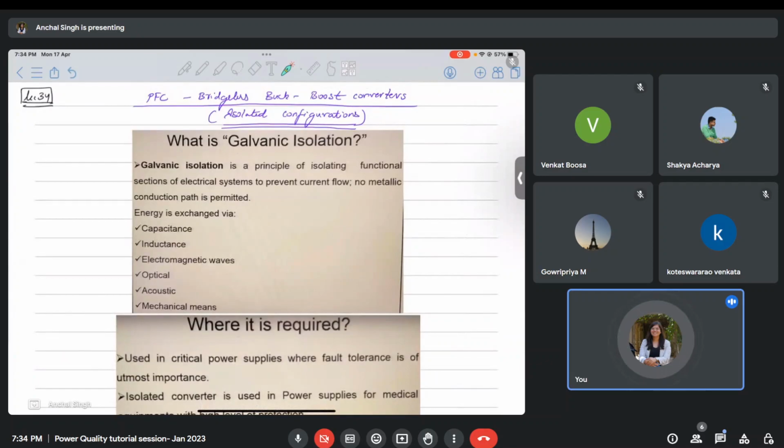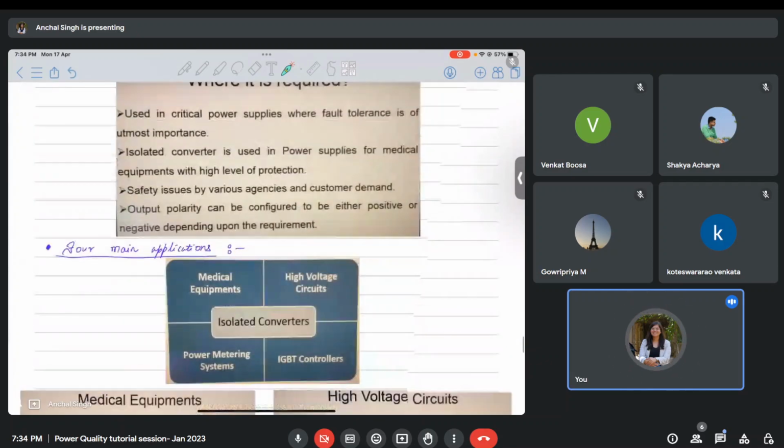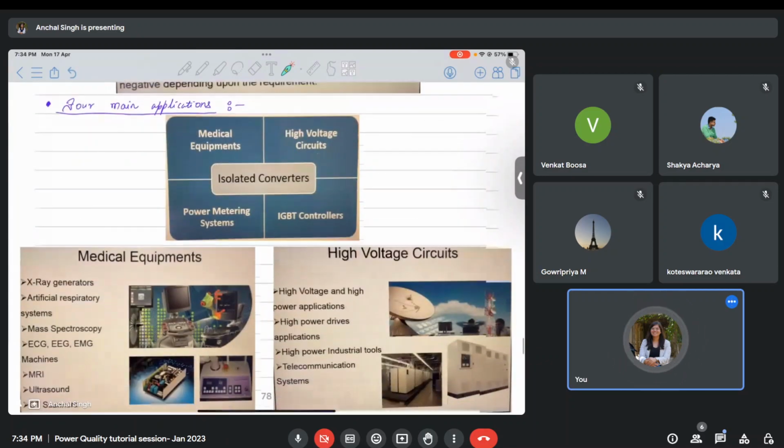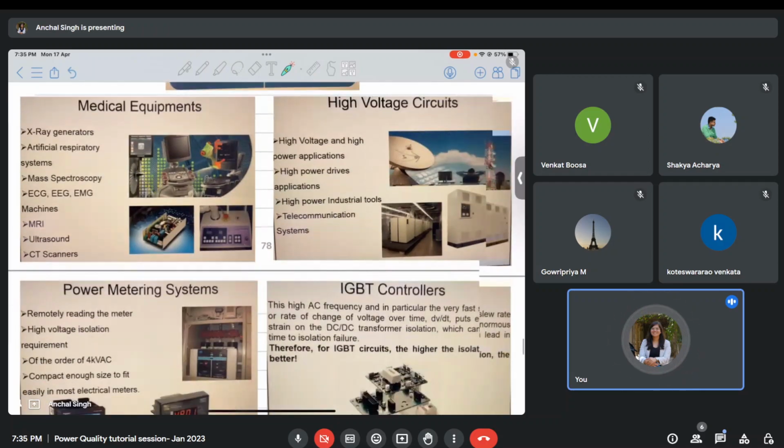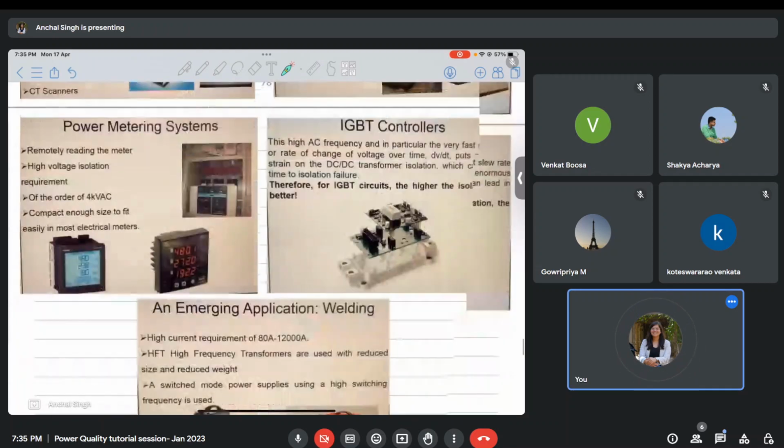Then bridgeless buck boost converters with isolation. So we have discussed, right, why isolation is required. The four main applications of isolated converters, as we discussed, are in medical equipment, high voltage circuits for the protection of the consumers, then in IGBT controllers and in power metering systems. Whenever we are metering, the power could be very high. Basically anywhere where there is danger or criticality, in those areas we use isolated converters. So these are the examples of all these four particular categories.